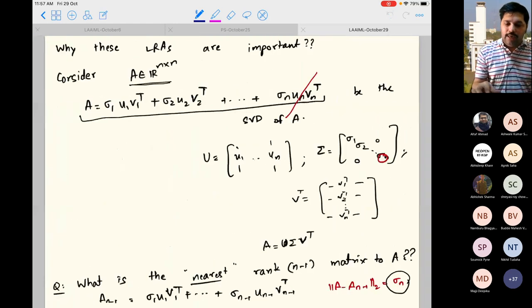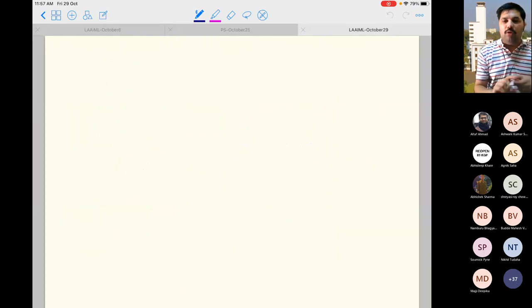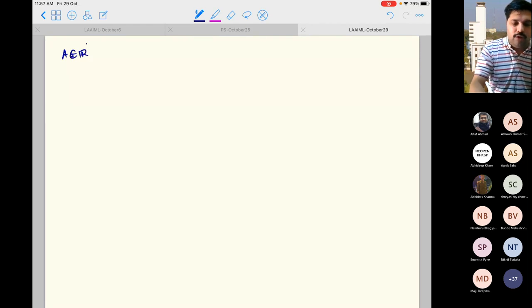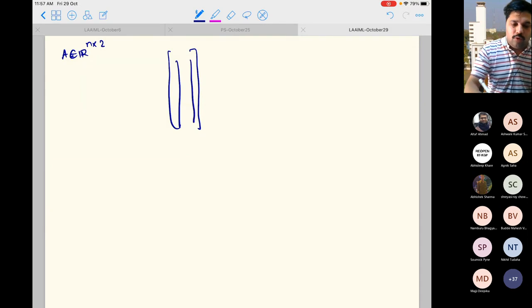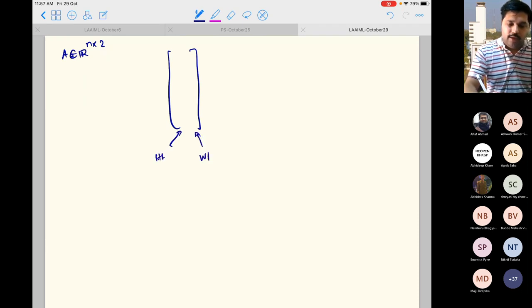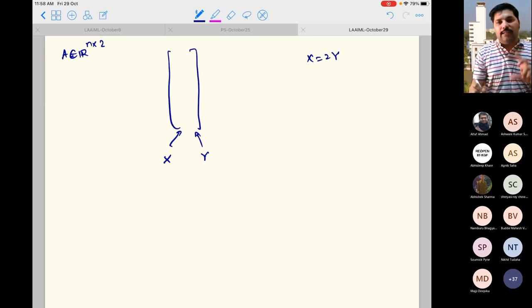And why is it important? It is important because almost always you will be talking of data. Suppose A is a data matrix. A is a matrix of the size n by 2, right? So you have n rows and 2 columns. So this is height and this is weight, right? Actually, I will not say height and weight, I'll say x and y. These are the two attributes x and y, and I know theoretically in principle that x is equal to 2 times y. So when I start collecting data, then what do I expect to see?